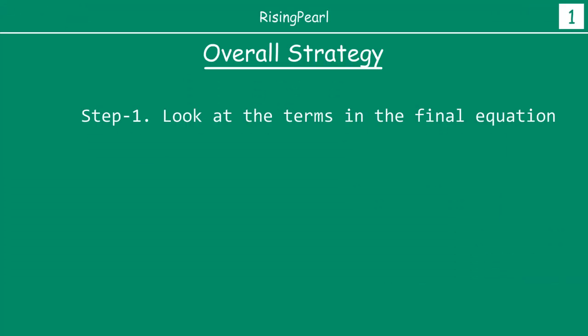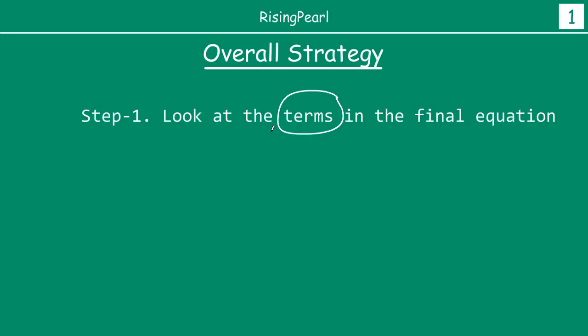Now we will very briefly talk about what is our overall strategy. How are we going to approach these questions? So the first thing is we are going to look at the terms which are in the final equation. So what do we mean by the terms? And we will solve many questions in this webisode. But right now let's try and understand that these kind of questions will ask you to prove that something equals to something, right? So those are what we are referring to as the terms in the final equation.